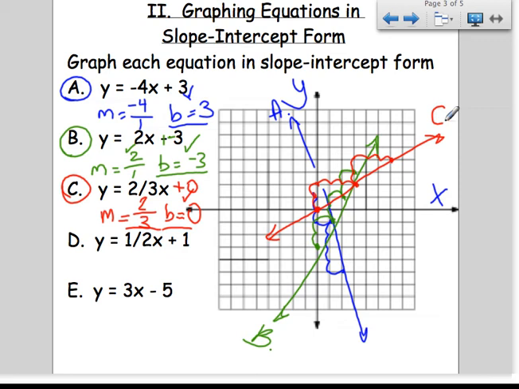Okay, I've showed you 3 examples, so now I'd like you to try. Please find the slope and y-intercept for D and E, and then graph them. You can just sketch these on your paper, and then compare them to what I do after you play the video. So press stop here until you've graphed both of these equations.